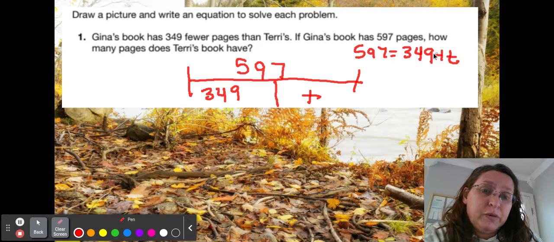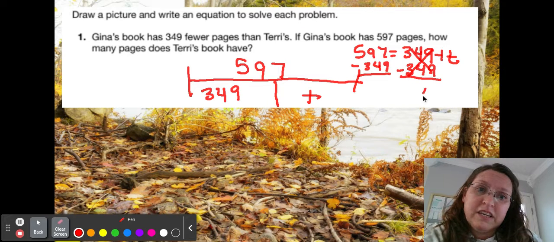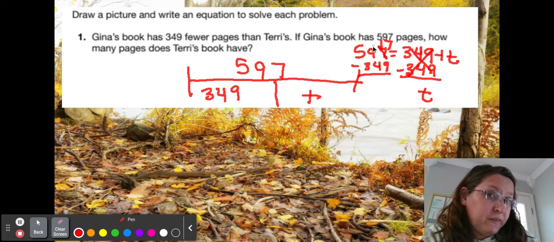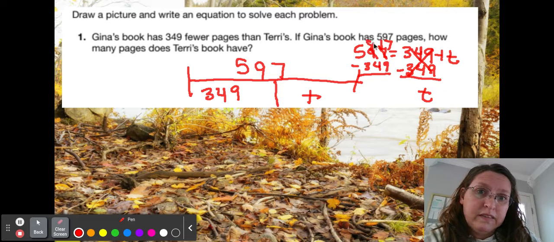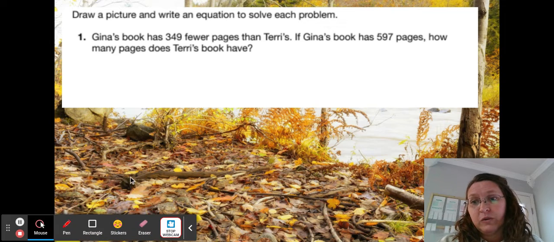So now what I need to do is subtract 349 from both sides because my variable is T. I'm adding it, so I have to subtract. So now 349 minus 349 cancels itself out, and my T is right here. And now I've got to subtract. So I can't take 9 from 7, so I have to borrow. 17 minus 9 would give me 8. And 8 minus 4 is 4. And 5 minus 3 would give me 2. So T equals 248.